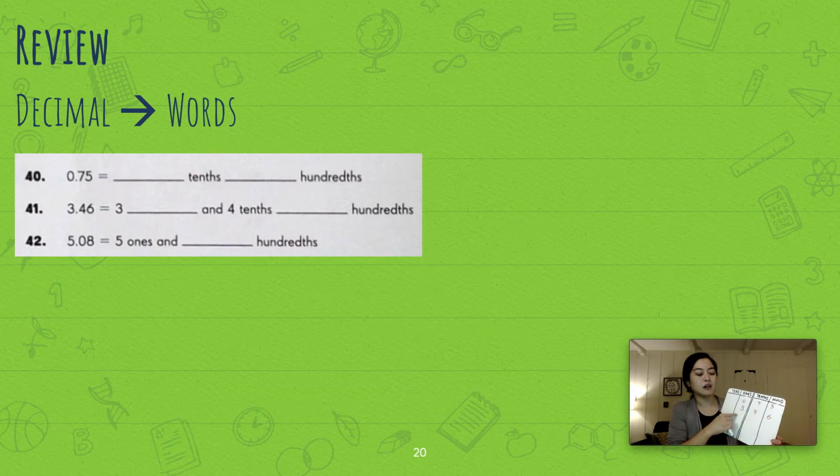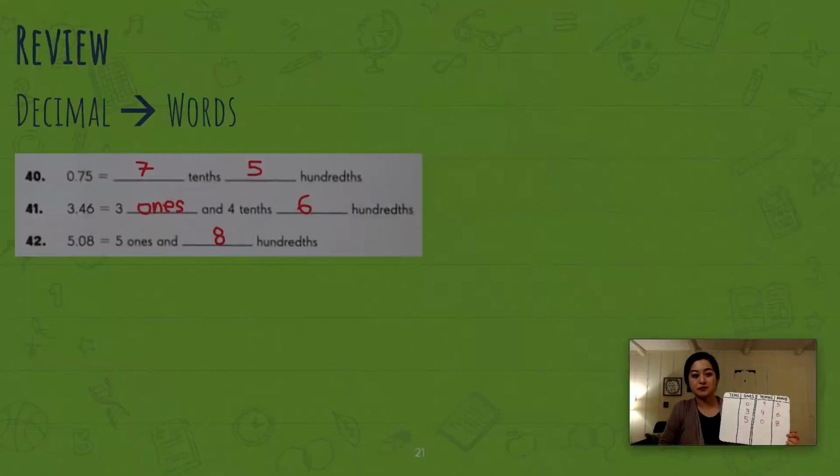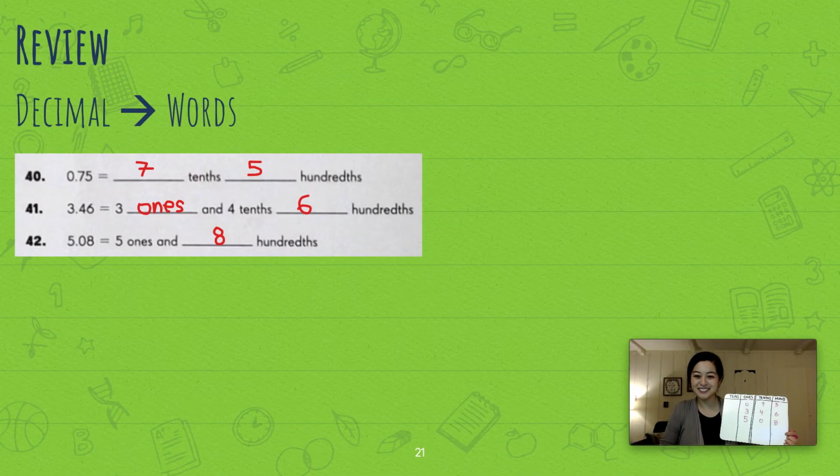What about 3.46? Okay. How many ones? There's 3 ones. How many tenths? 4 tenths. And how many hundredths? 6 hundredths. Okay, what about 5.08? Okay, 5.08. Okay, there's 5 ones. How many tenths? 0 tenths. How many hundredths? 8 hundredths. There it is.